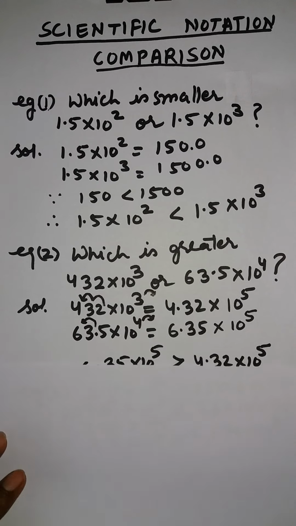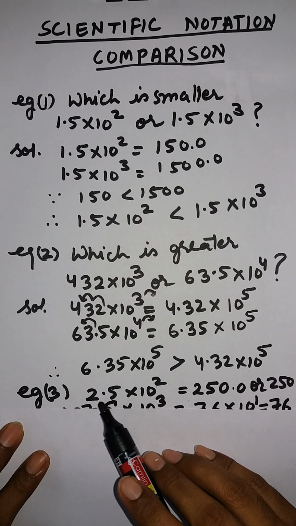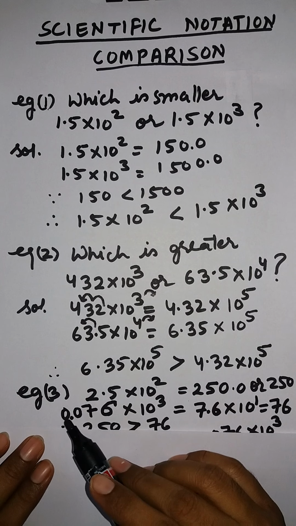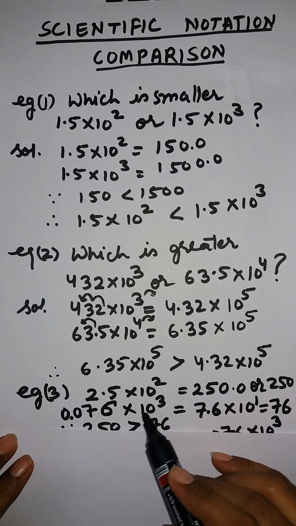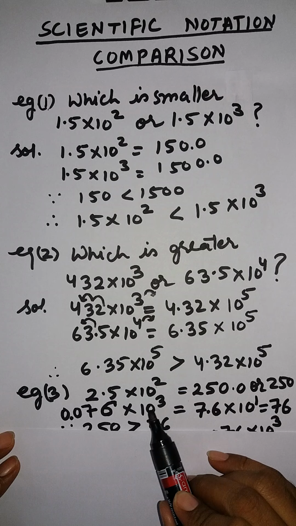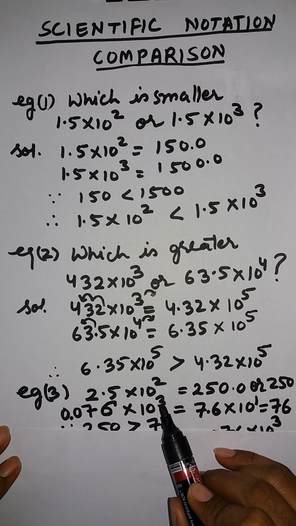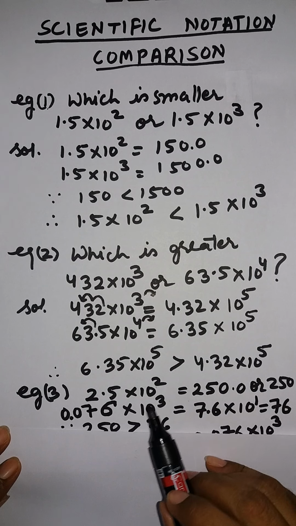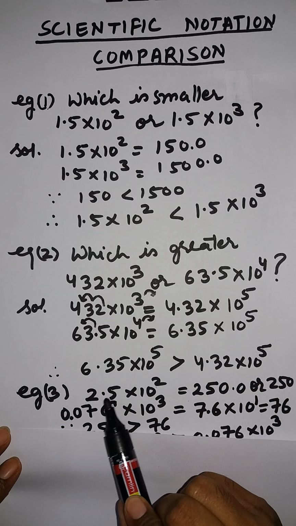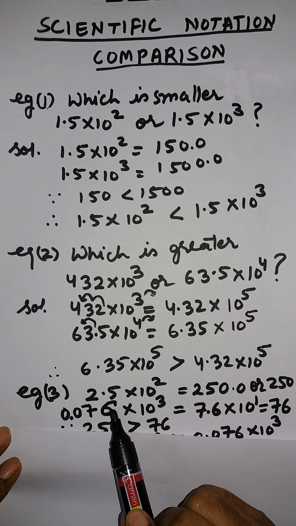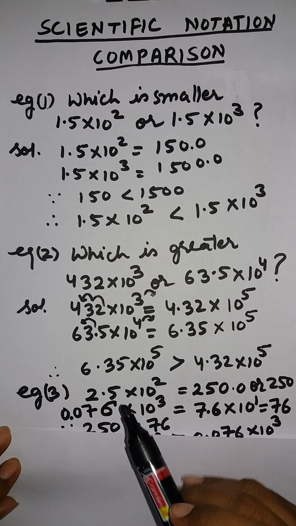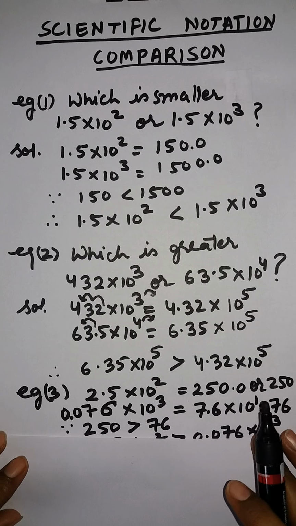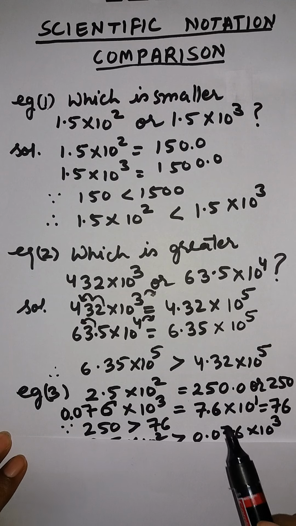Let us take this example. 2.5 into 10 raised to the power 2 and 0.076 into 10 raised to the power 3. Here we can see 3 power is bigger than this power 2. But we need to take care of this A. We have to see this A, the value. So it's better to convert them into the scientific notation form.